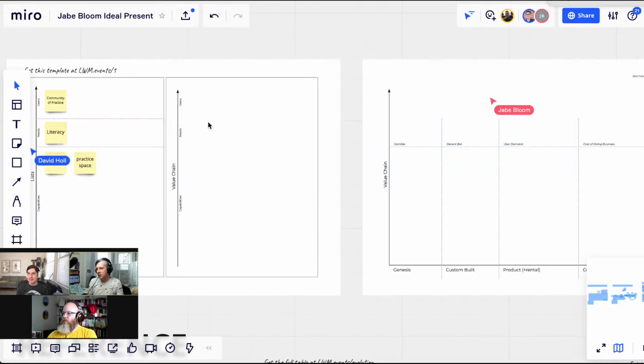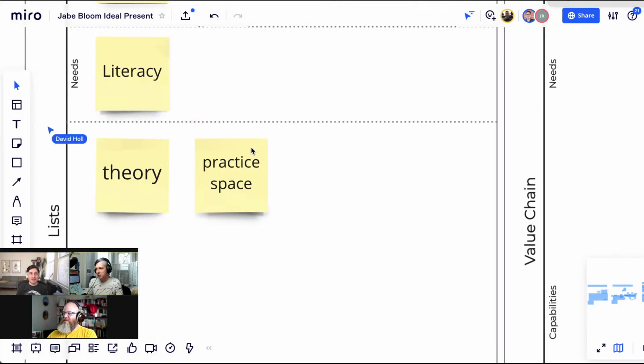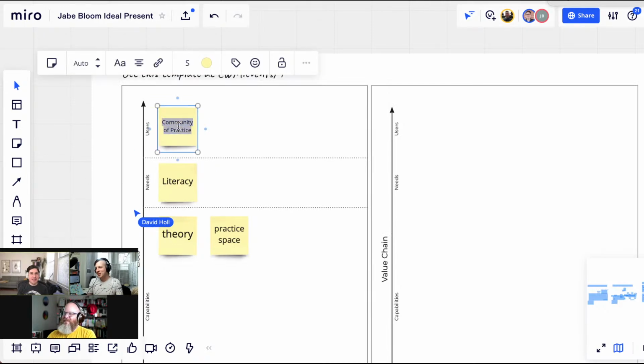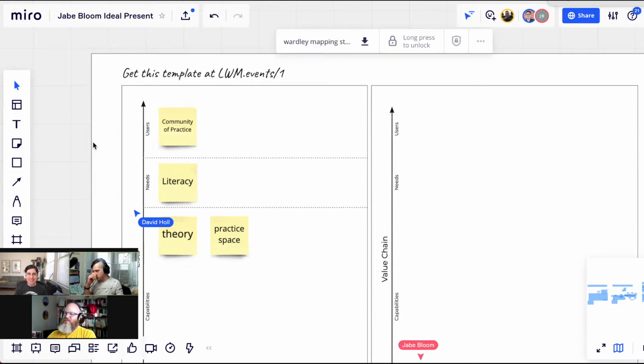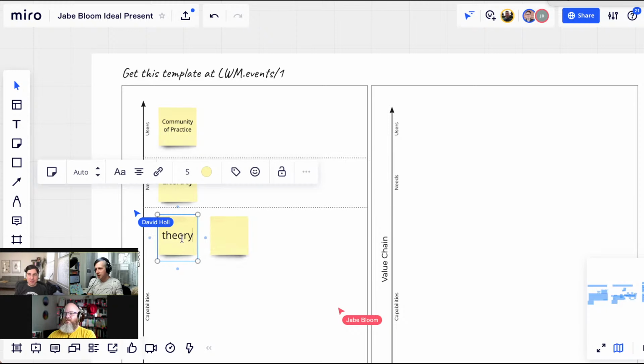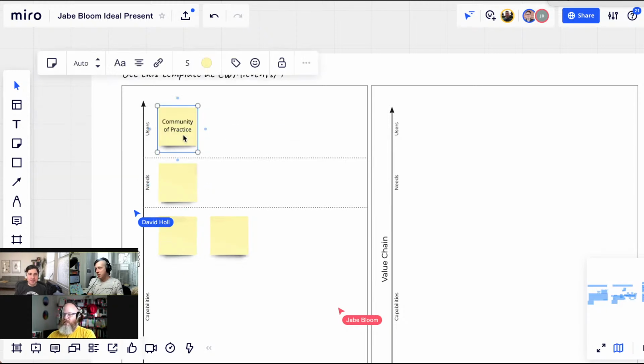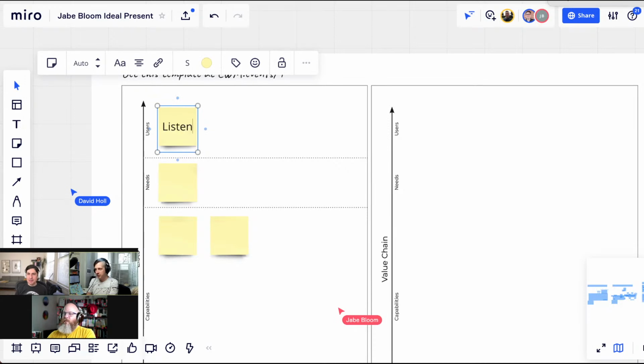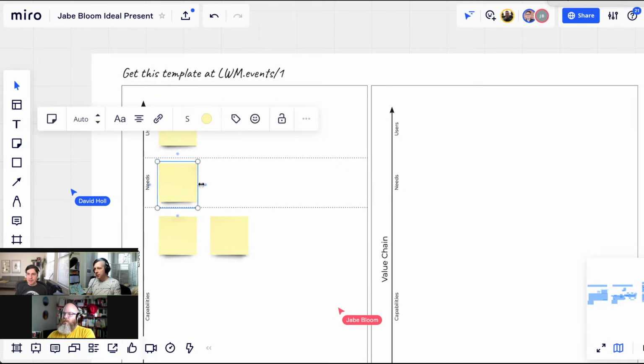I was going to play with an example of community of practice stuff, but I'm way more into this music, playful thing that we're doing. Let's do it. So I'm going to do the minimum viable mapping thing that we do sometimes: one or two capabilities, one need maybe, and one user. So let's say there's a listener out there, and they need, I don't know, relaxation or something.